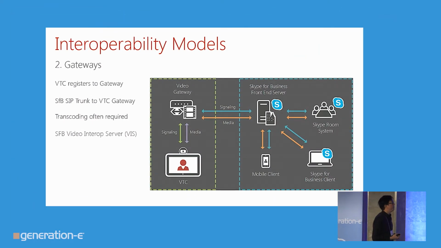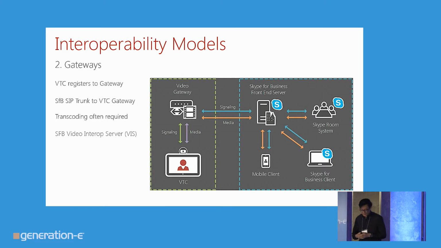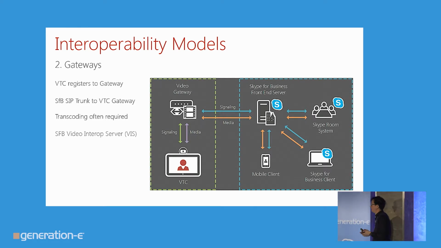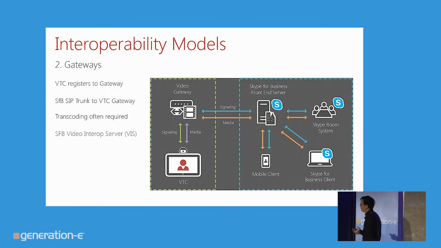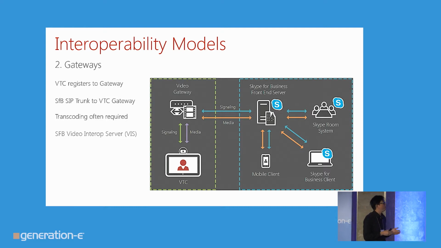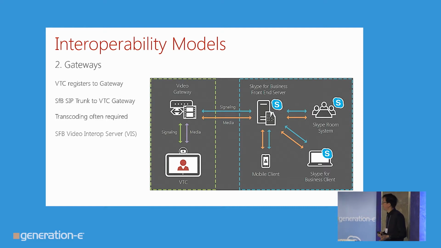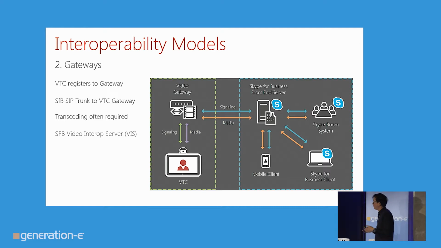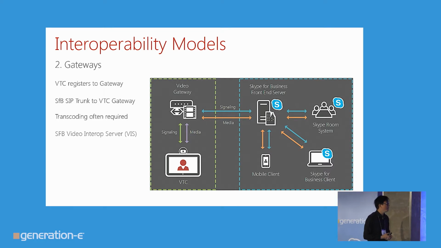The second model of interoperability is using gateways. This is for VTCs that do not have any native Lync registration capability. So the VTC will have to register to some form of gateway which is native to itself. For example, a Cisco endpoint would register to CUCM. In this scenario, usually you would have to have a SIP trunk between the Skype for Business server and the VTC gateway, and you often need transcoding. Later on, I'll talk about the new Video Interop Server, or VIS role, in Skype for Business, which essentially simplifies some of these things.